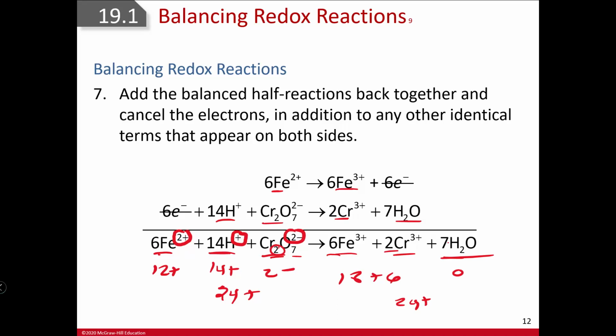How do I know it's acidic? Because I've got hydrogen ions present in the equation. You don't always get those. Sometimes they cancel out, but usually you will have hydrogen ions present if it's an acidic solution.